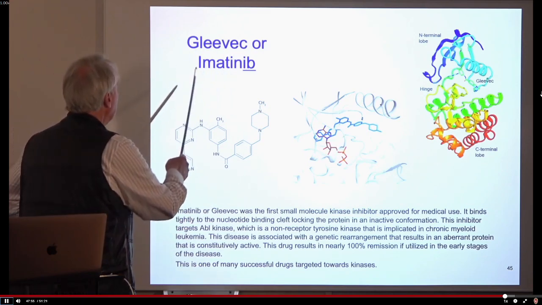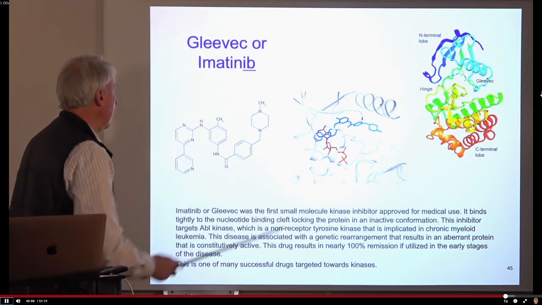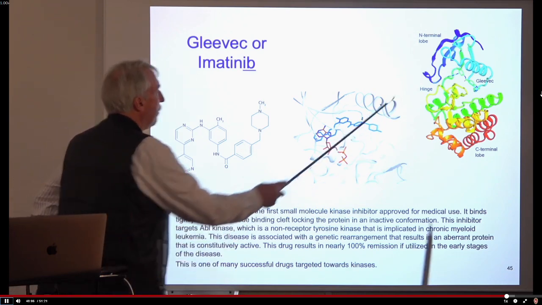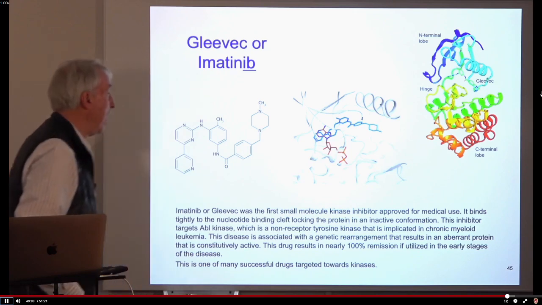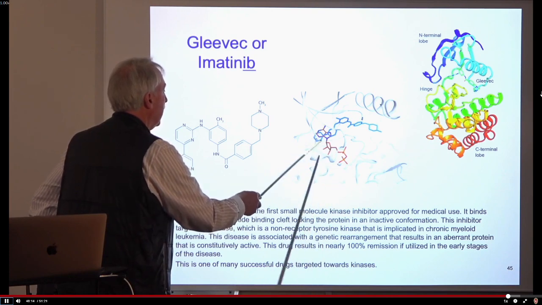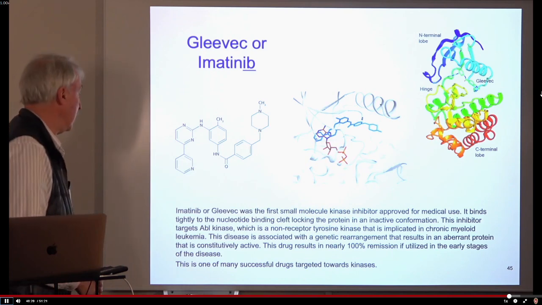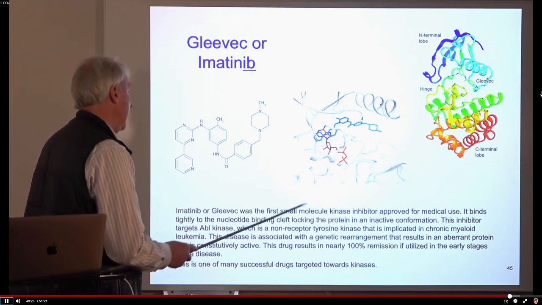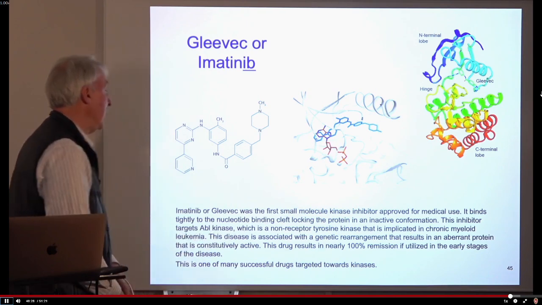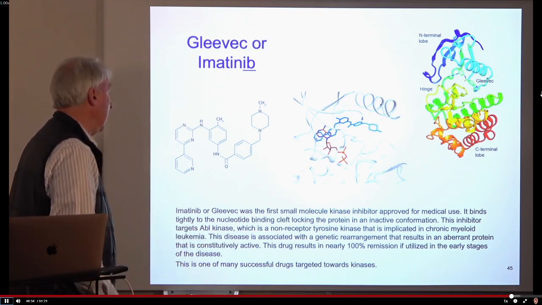So Gleevec, or imatinib, was the first small molecule kinase inhibitor that was approved for medical use. So it binds in the cleft, but it doesn't bind in the same way that ATP binds. And as you can see here, this is ATP, this is Gleevec binding in the active site. So it's recognizing components of the enzyme that are different. And this is an inhibitor of ABL kinase, and it's associated with a genetic rearrangement that leads to an aberrant protein that is constitutively active.